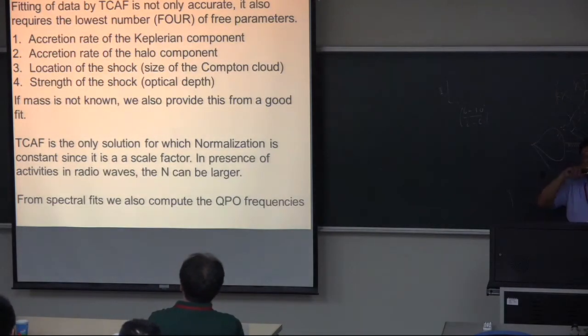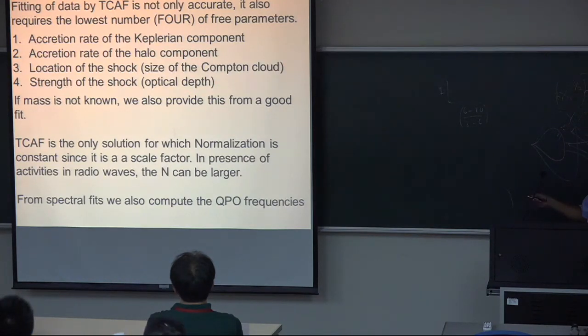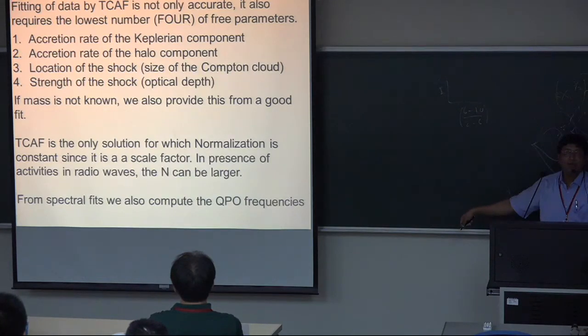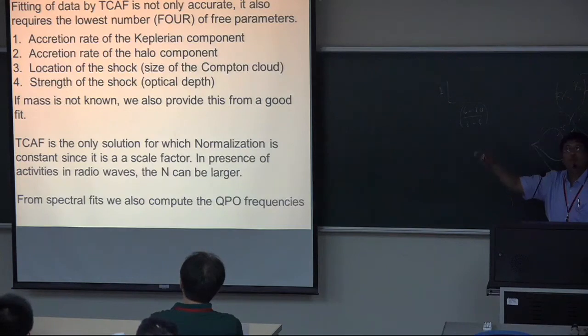So now let us talk about the fitting of data on each day of the outburst. As I said, in the fitting of data, I take only four parameters. Okay. Accretion rate of the disk, accretion rate of the halo, location of the shock, and the compression ratio of the shock. Now, if you don't know the mass of the black hole, I will give it for free also. That is the best part of this TCAF model. Well, so if you keep the mass free, it will also do it.